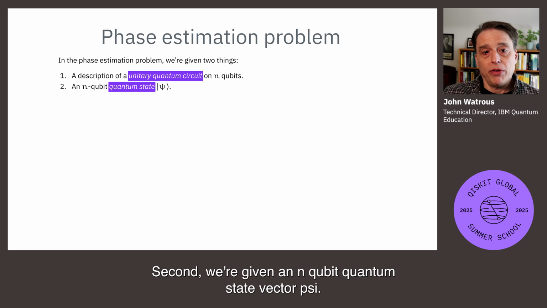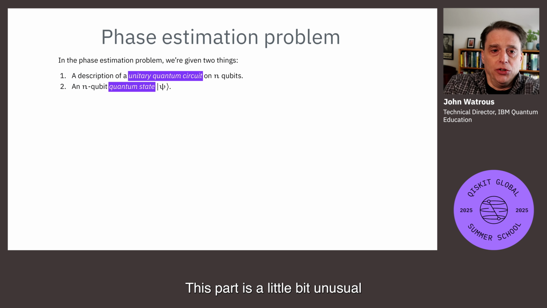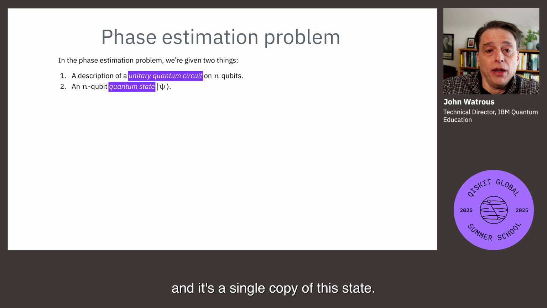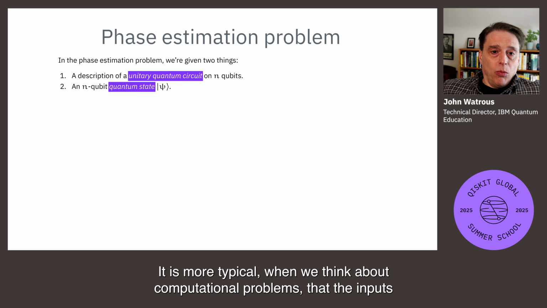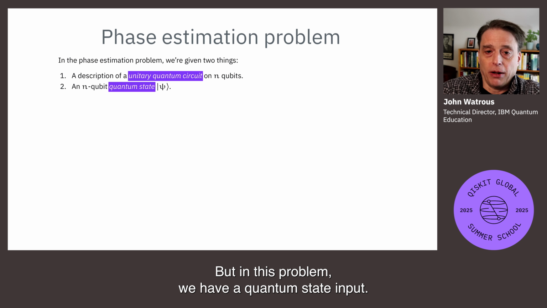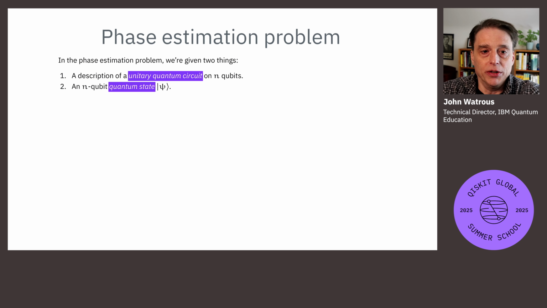Second, we're given an n-qubit quantum state vector psi. This part is a little bit unusual because we actually have a quantum state input for this problem, and it's a single copy of this state. It is more typical when we think about computational problems that the inputs are classical, either in the form of a string of bits or as a black box. But in this problem, we have a quantum state input.